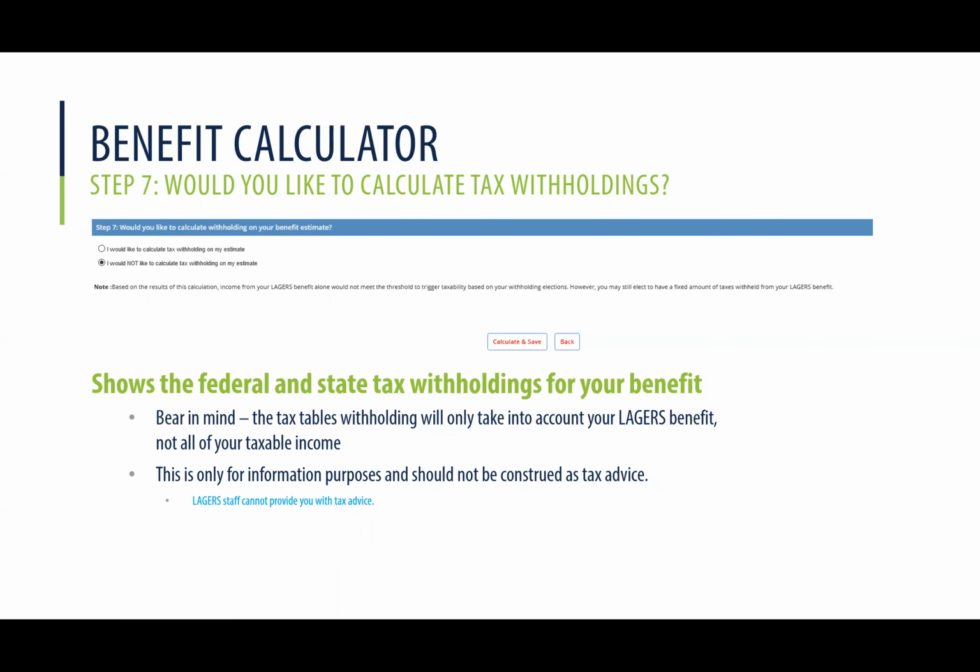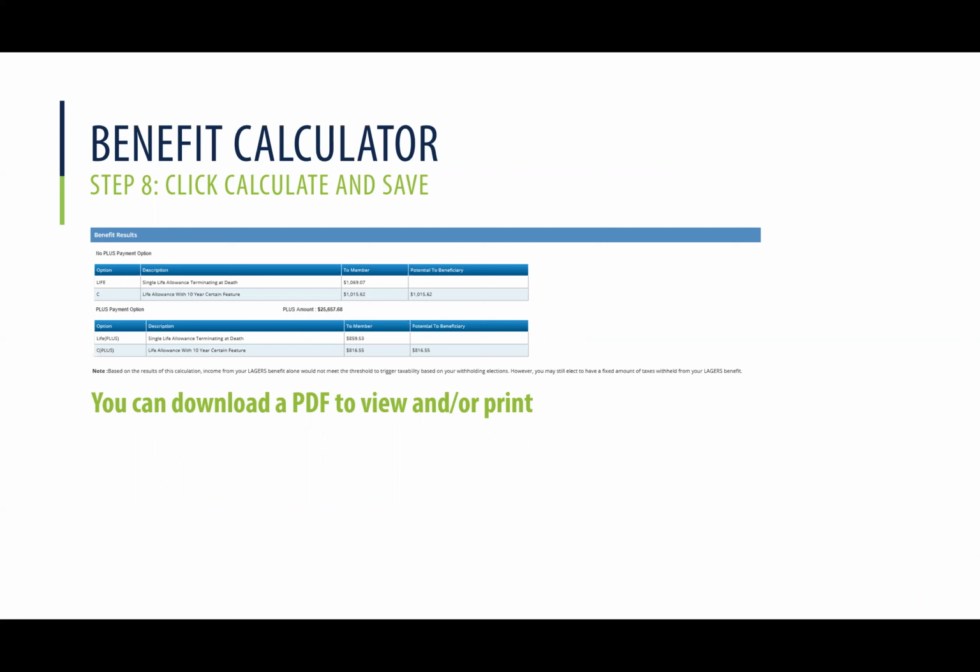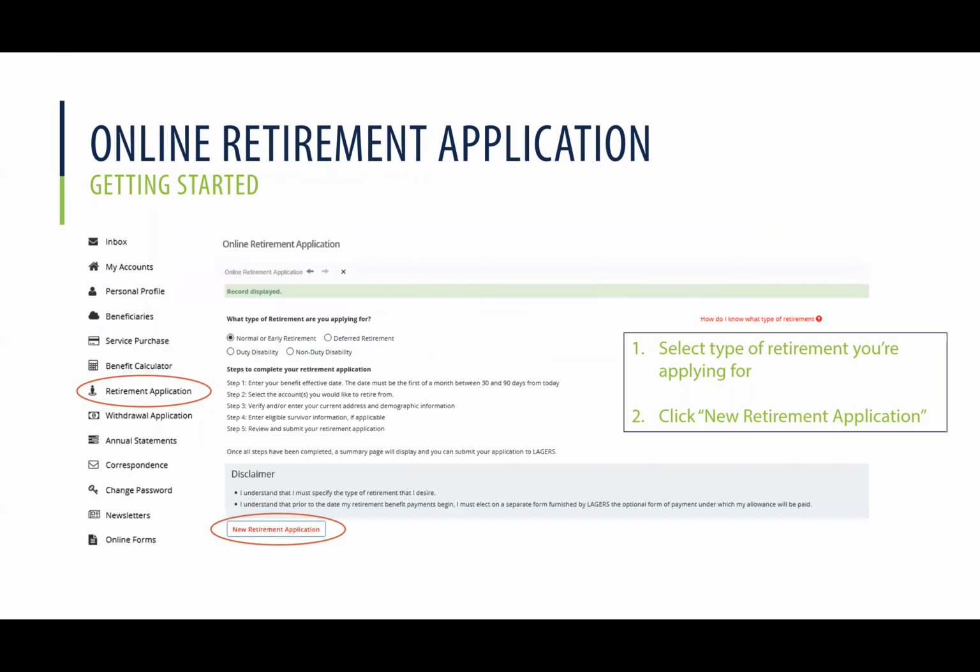So then here you are, you're at step 8, you're going to click calculate and save, and it's going to display there all of your available options and the amounts that would be payable to you and to your beneficiary. It will display the partial lump sum amount. And so you will have it all there on the screen in front of you. And you will also have the ability to download it to PDF to view and or print if you would like. So that is the benefit calculator.